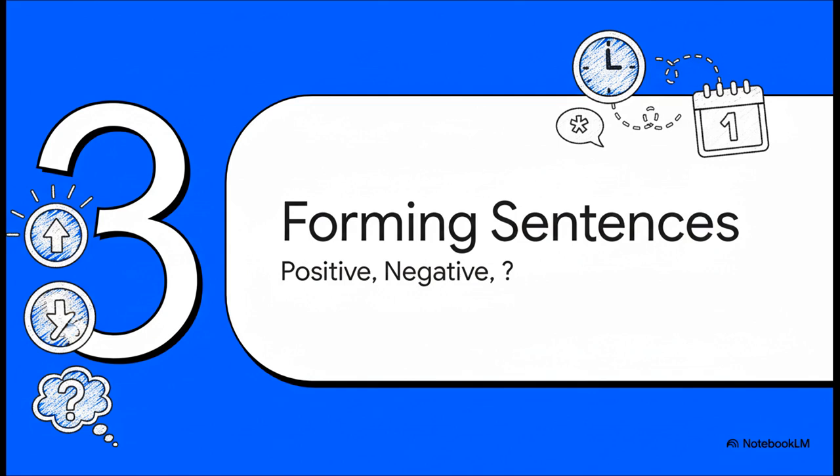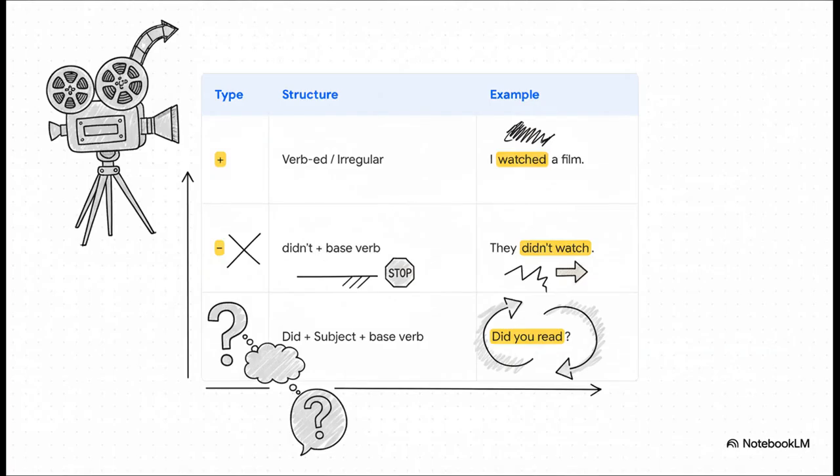So now that we know about these two types of verbs, how do we actually use them to build sentences? Let's check out how to make positive statements, negative statements, and of course, questions. This chart here lays out the rules perfectly. So for a positive sentence, you just use the past tense verb, like I watched a film. But, and this is super important, for negatives and questions, we bring in a special helper word, did. For a negative, it's didn't plus the base verb. For a question, we start with did, then the person, and then the base verb again.